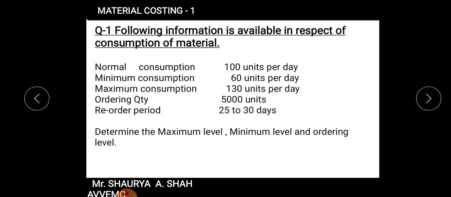We will start, students, with one short sum that was asked in university. This is VNSU 2008. A very simple example to understand the concept of 3 levels: maximum level, minimum level and ordering level, right? Just read the sum once, then we'll start solving it. I hope you all are having formulas in front of you.